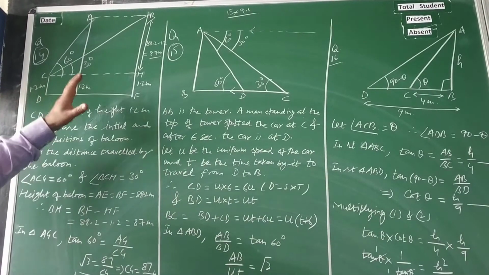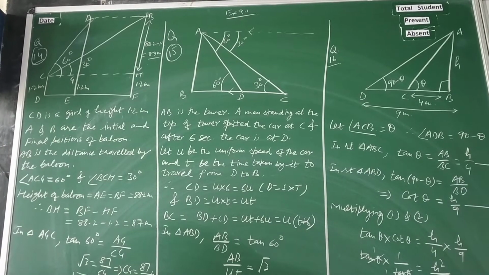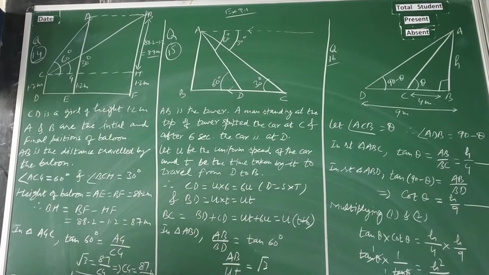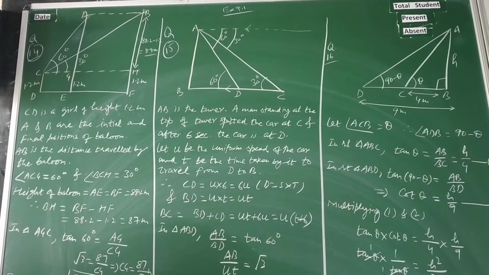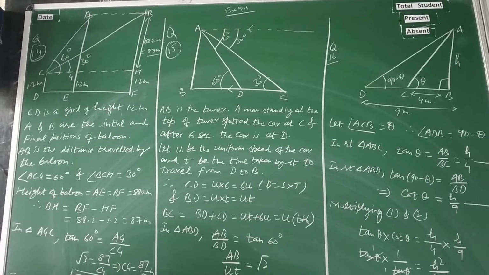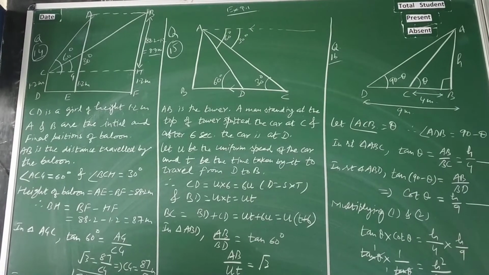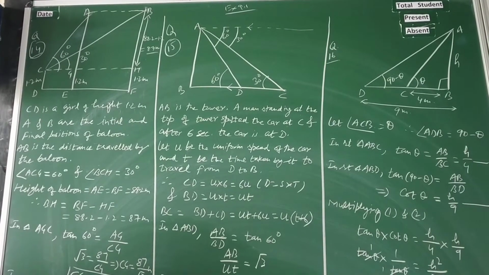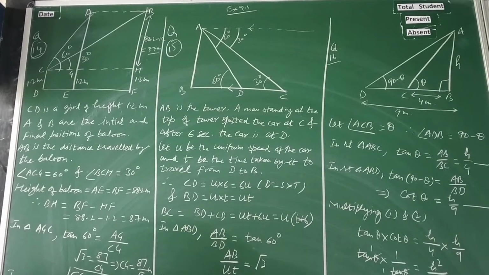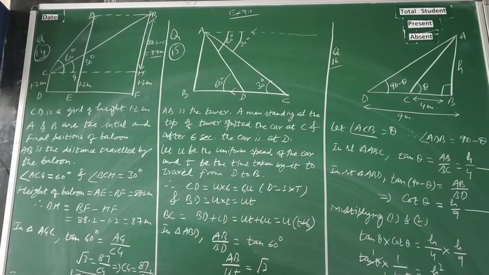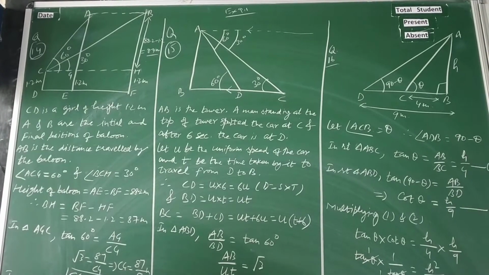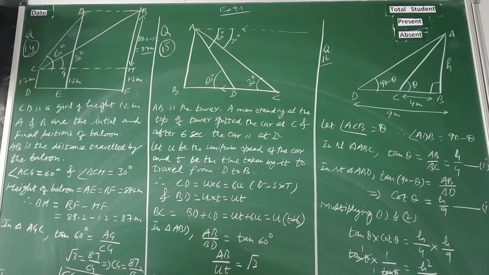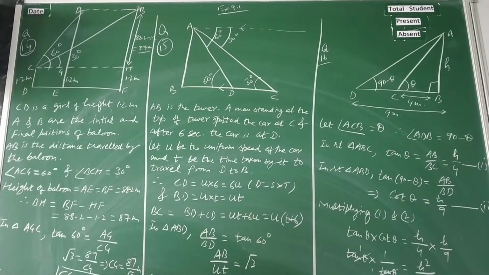So let us talk about the last three questions of your exercise 9.1. So here is your question number 14. Question number 14: a 1.2 meter tall girl spots a balloon moving with the wind in a horizontal line at a height of 88.2 meters from the ground. The angle of elevation of the balloon from the eyes of the girl at any instant is 60 degrees. After some time, the angle of elevation reduces to 30 degrees. Figure is given, and then you need to find the distance traveled by the balloon during the interval.